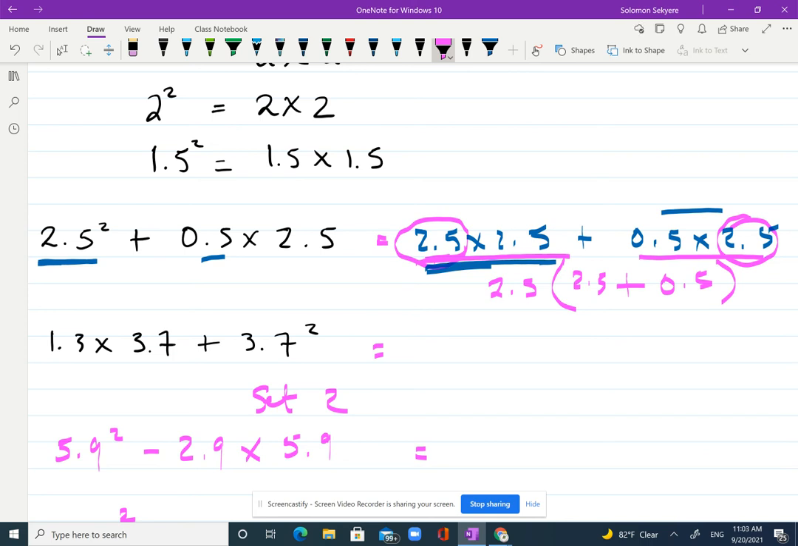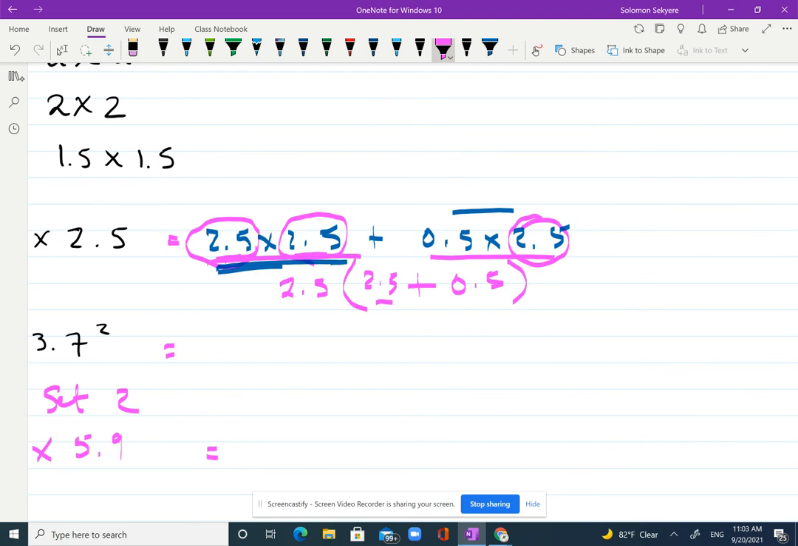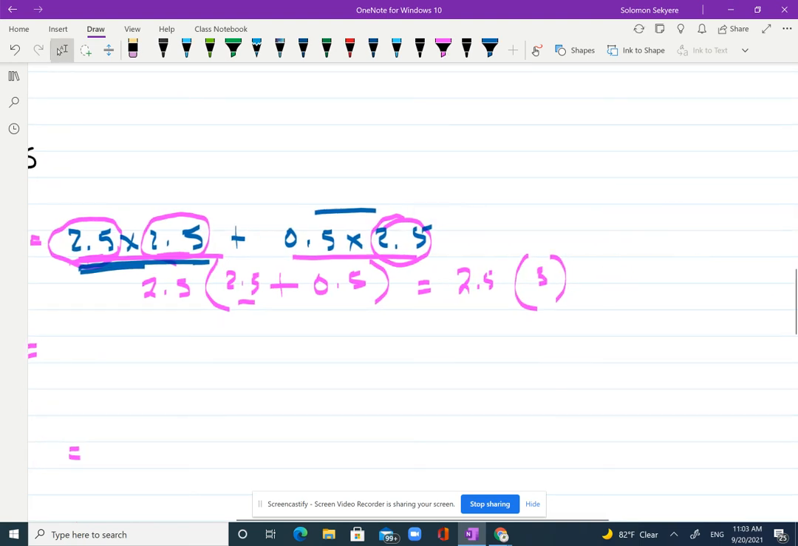See that? So first I split out the square. I look at what is common to both, which is 2.5. When I take this out, I have one of the 2.5 left, plus when I take this out, I have 0.5 left. What is this equal to? It's 2.5 times (2.5 plus 0.5), that is 3. So this whole thing becomes 2.5 times 3. What is 2.5 times 3? How do you multiply decimals by whole numbers? Disregard the decimal place, multiply 3 times 25, which is 75. And then bring your decimal point back, one decimal place. So this whole thing is 7.5.